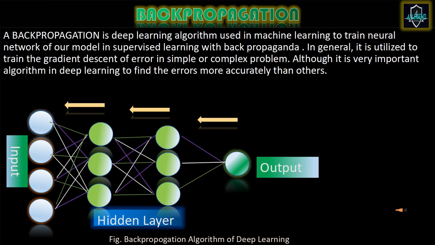Alright, so let's start by understanding in detail what backpropagation is. Basically, we must first know what backpropagation is. Backpropagation is a deep learning algorithm used in machine learning to train the neural network of a model in supervised learning. In general, it's utilized to train using gradient descent of error in simple or complex algorithms, in deep learning, to find the errors more accurately than others.